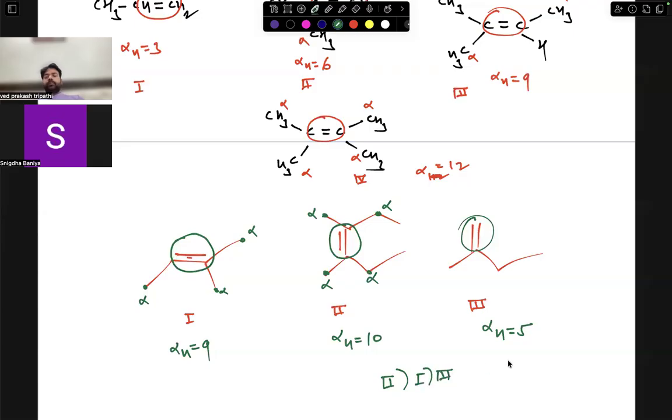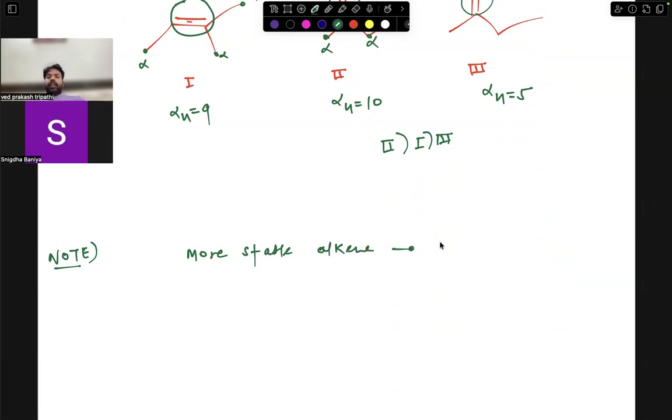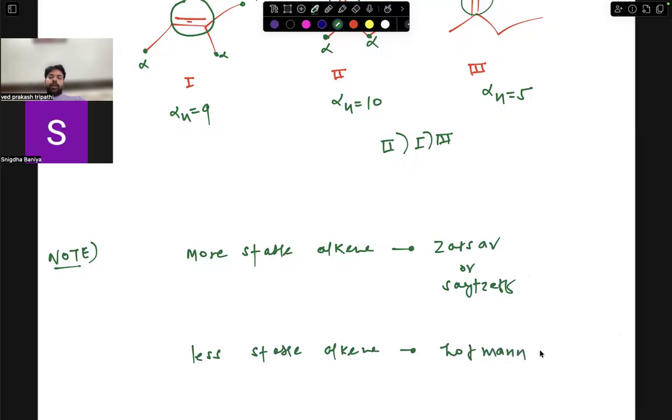Clear? Yes. Perfect. Now one note point. The more stable alkene would be called Zaitsev, or Saytzeff. The less stable alkene is known as Hofmann alkene. Hofmann alkene.